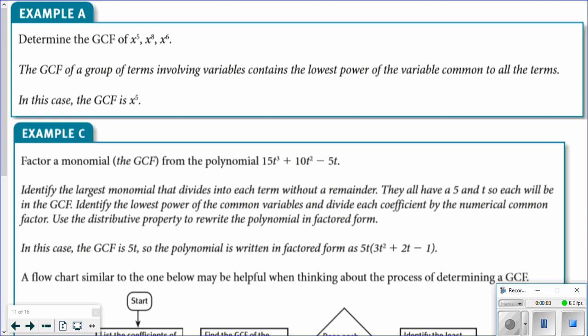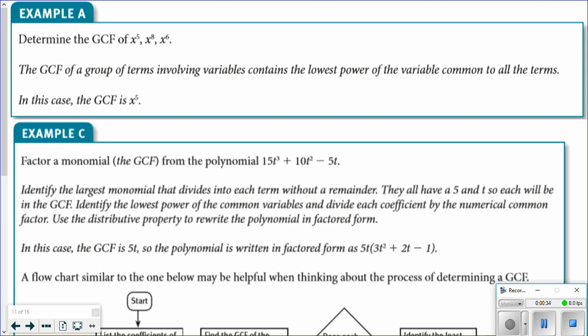We are going to talk about factoring with the GCF again today, and we're going to use our book. But before we open the book, this is a mini lesson that goes along with our book and the curriculum. And if we're looking at example A, it says to find the GCF of x to the 5th power, x to the 8th power, and x to the 6th power.